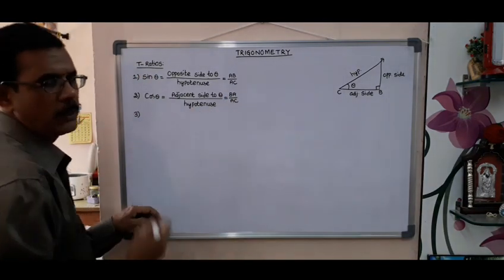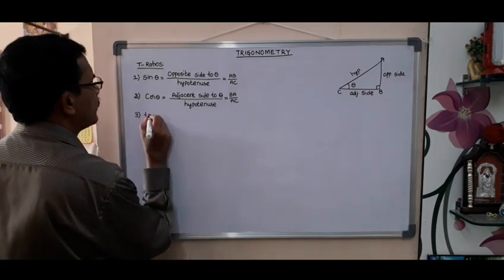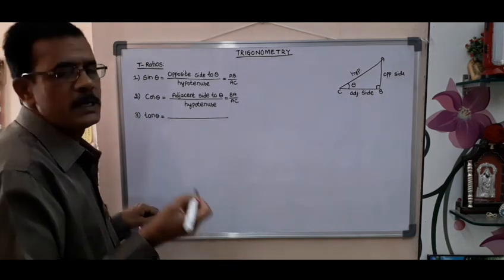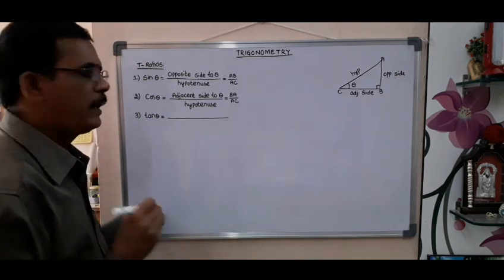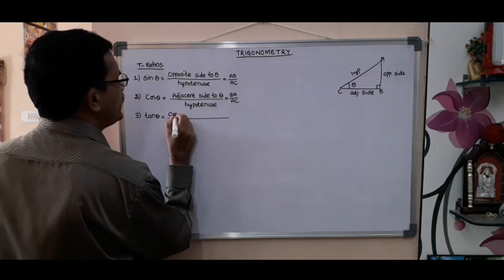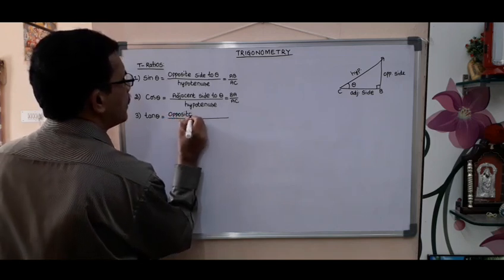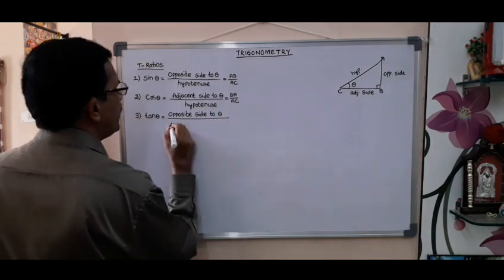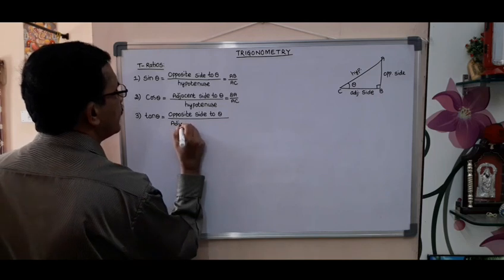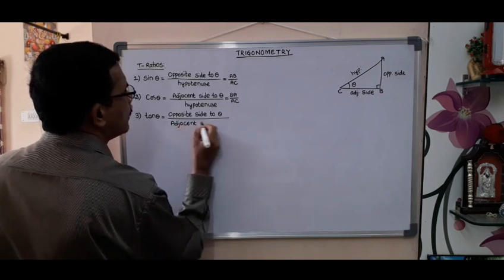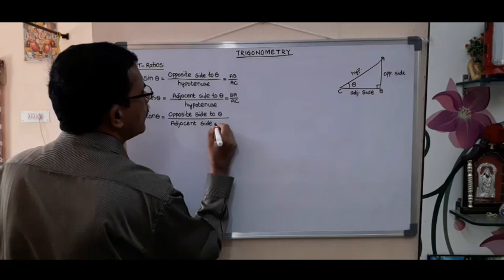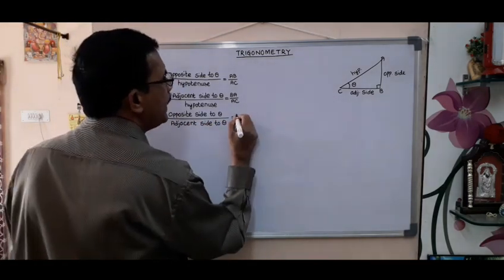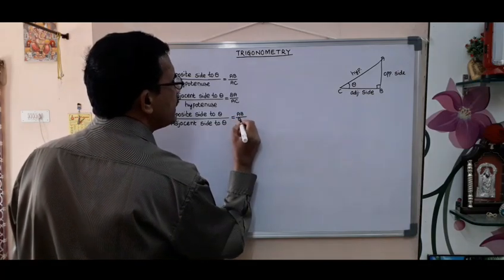Now, third one, tan theta. Opposite side to theta by adjacent side to theta is called tan theta. Here in this triangle, opposite side is AB and adjacent side is BC.